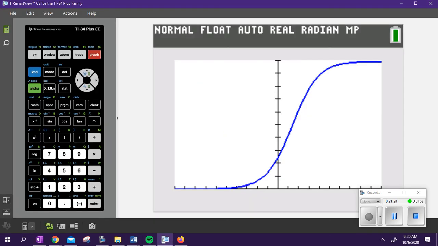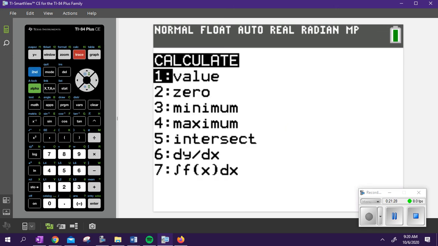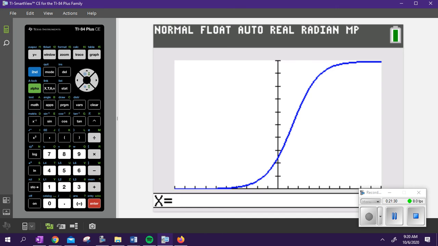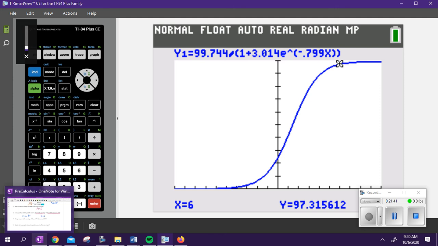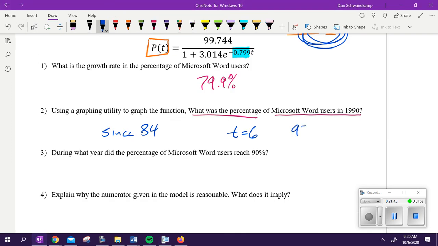So to do that, there's lots of different ways. I'll do it this way. Second, calculate the value, which is number 1. That's going to let me plug in any X value I want. In this case, I want to plug in X is equal to 6. I hit enter. Boom, right there, it's 97.316%. That's a lot of people using Microsoft Word in 1990. I don't know if that was true or not, but if they put it, I'm guessing so, 97%.